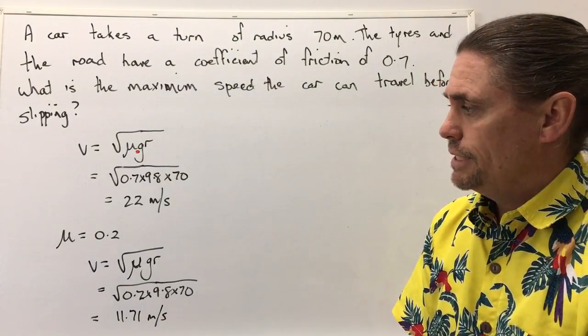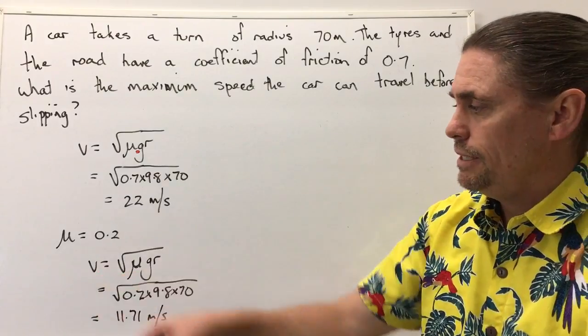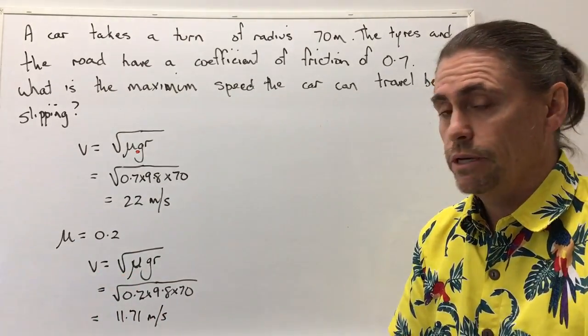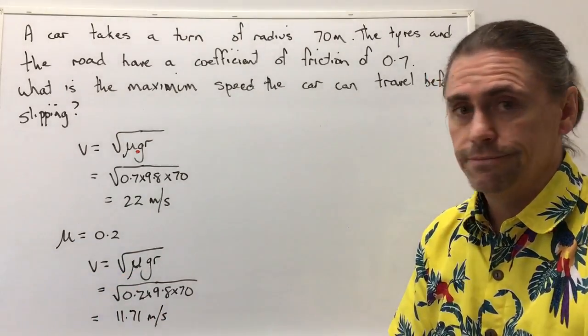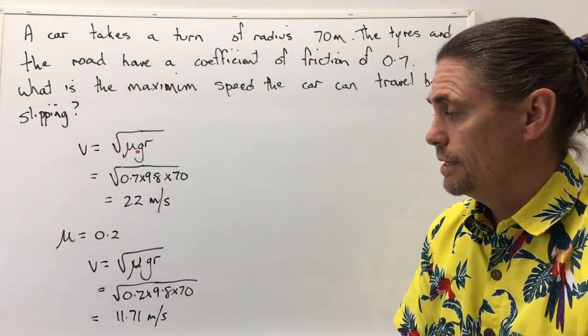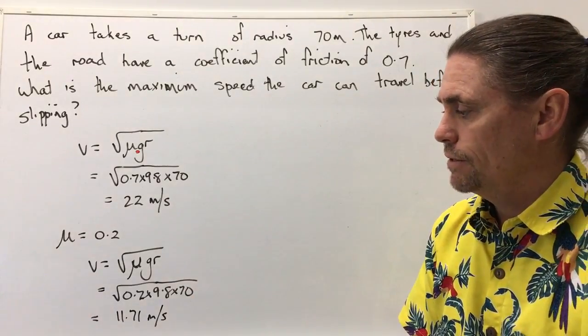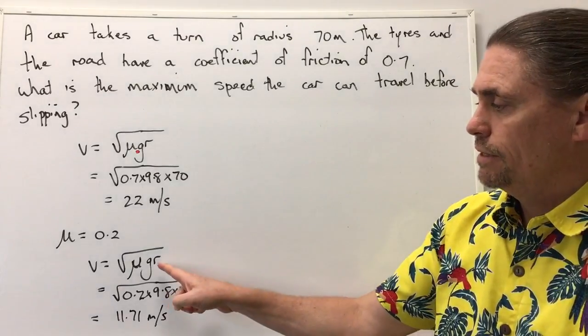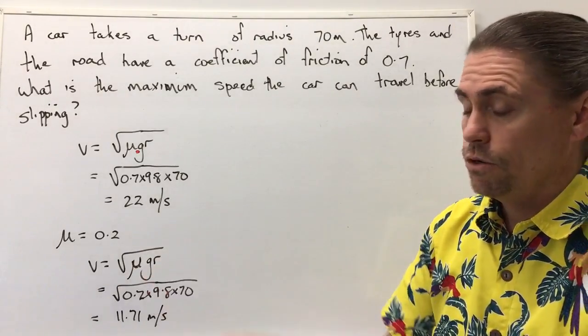So the other interesting thing to note here is this velocity is independent of mass. So we could get a large car, a small car, a bicycle, whatever it is, it's independent of the mass of that vehicle and therefore is only dependent on the radius and the coefficient of friction.